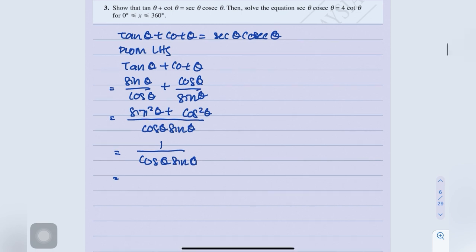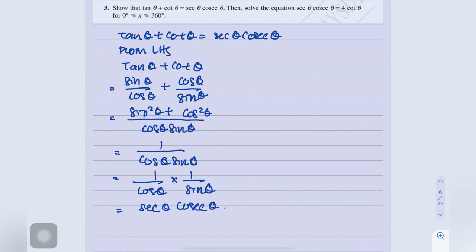So this is 1 over cos theta times 1 over sine theta. 1 over cos is secant theta, and 1 over sine is cosecant theta. So the left-hand side equals the right-hand side, then proven.